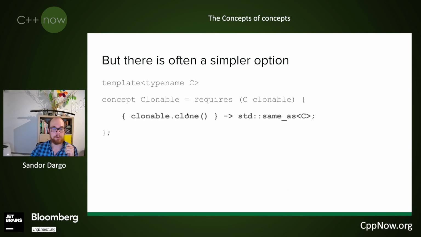So again, we have a simpler option, because after all, we just want to create a constraint on the return type of this clone method. This way, we both model that clonable has a method clone and that it returns the same type as C.